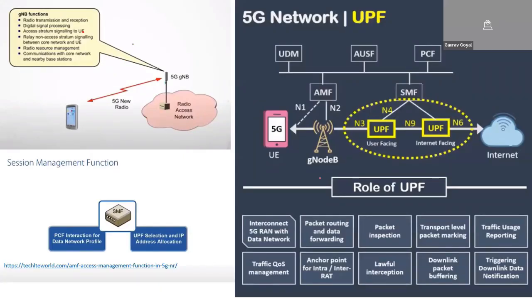So this is what I was discussing. These are the main functions of gNodeB. The main function of UPF we have discussed, which is packet routing and forwarding. The main function of SMF is the IP address allocation. And here I have put the link also, where you can see all the things related to AMF. I have seen this on some website, where all the AMF things you can see.